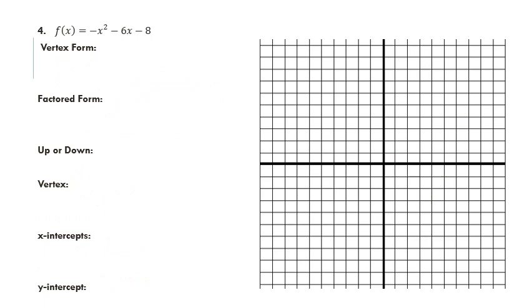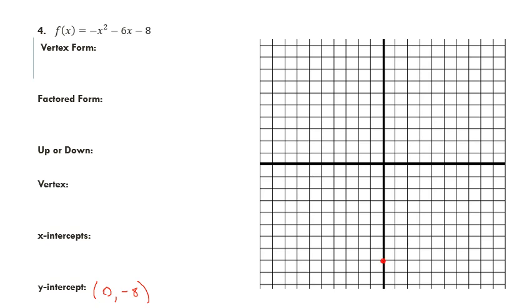All right, next problem. We have our equation in standard form. So remember, the information we get from standard form is the y-intercept. So our y-intercept is at 0, -8. So let's put that in. So 0, -8. 1, 2, 3, 4, 5, 6, 7, 8.